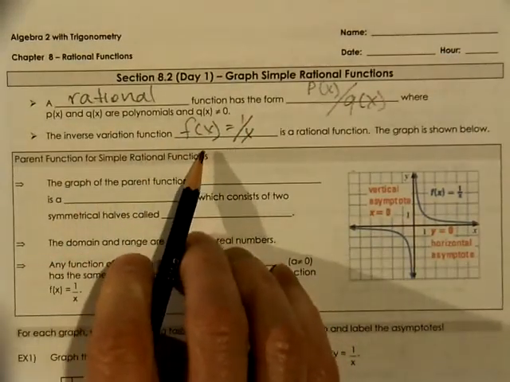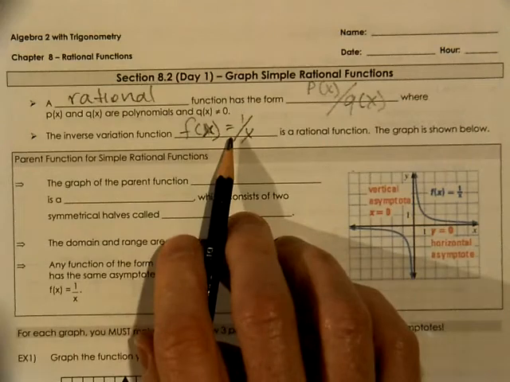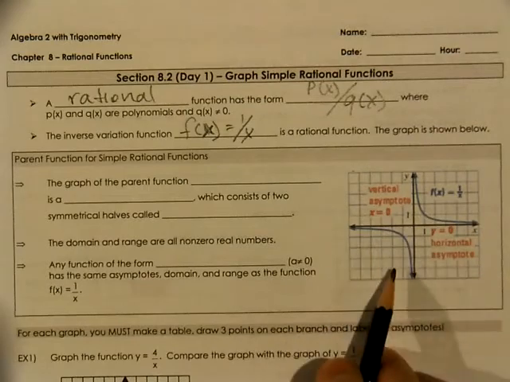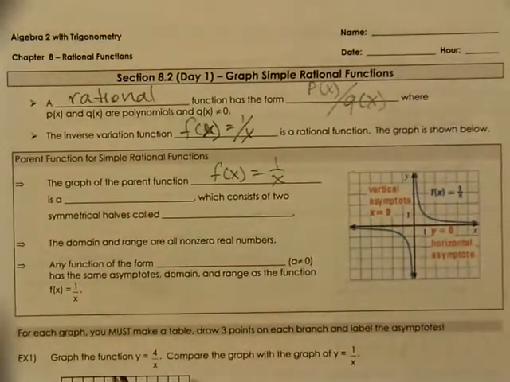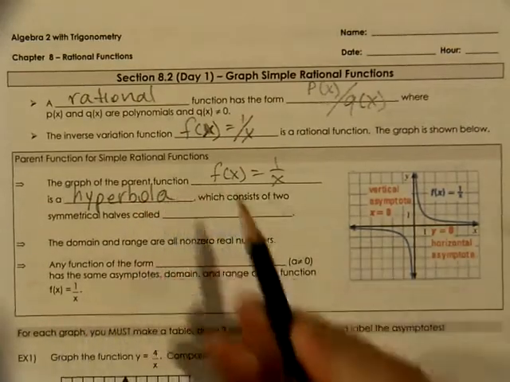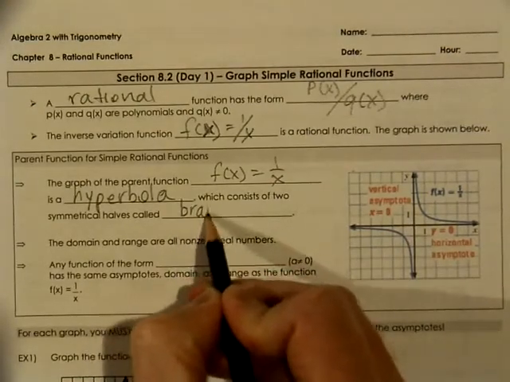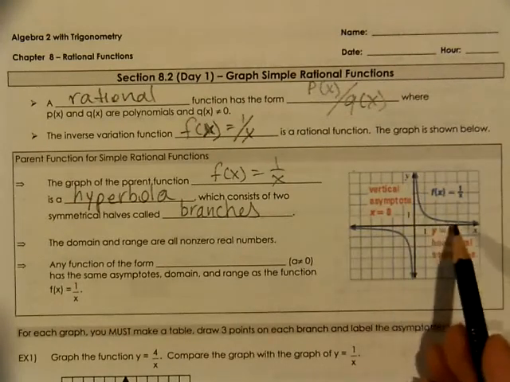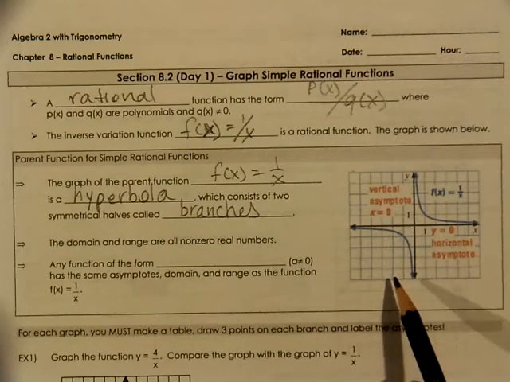We're going to be looking at what's called an inverse function. It's a rational function also. It is 1 over x. That's particularly what this graph is. So it's considered to be the parent function. It's known as a hyperbola. And a hyperbola has two branches that are symmetrical to each other. So if we know the points on one side, we can count to identify the points on the other branch.